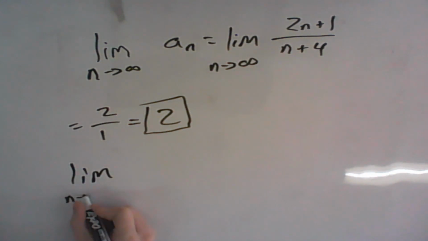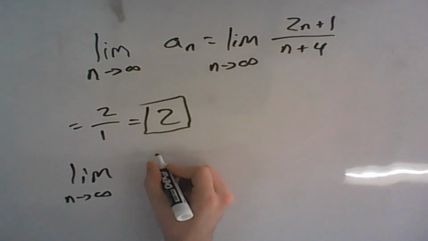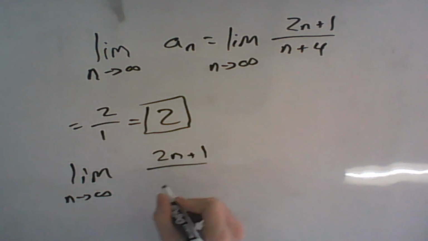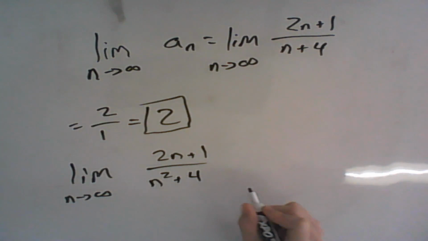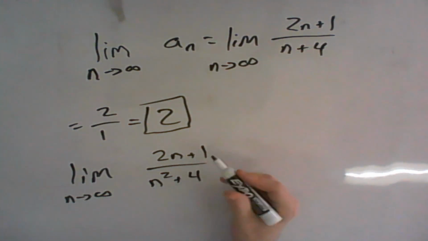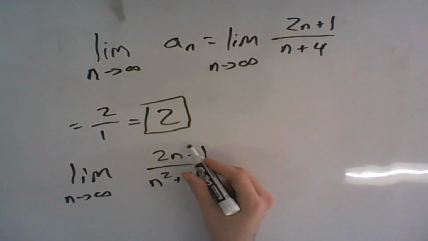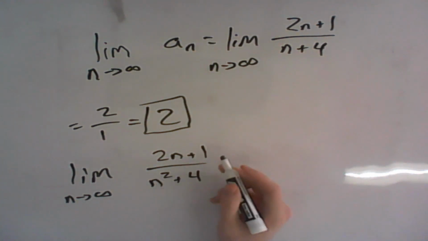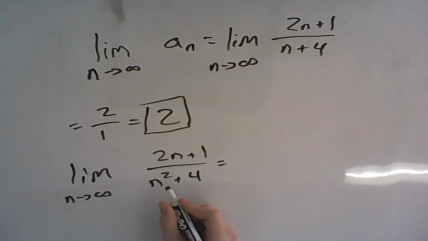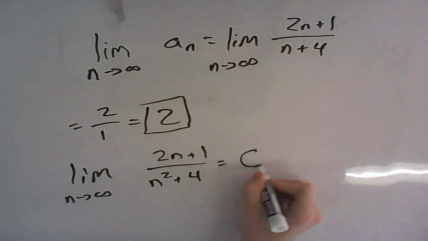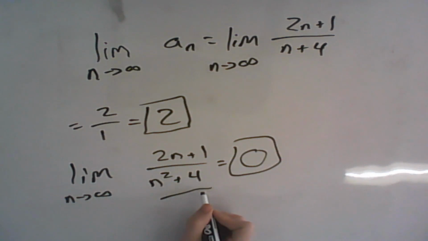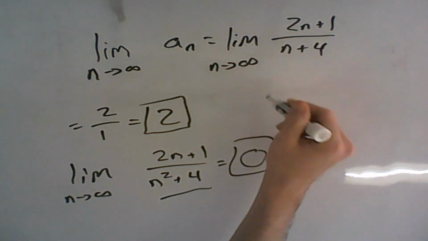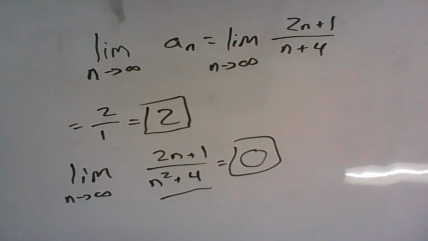Limit as n approaches infinity of 2n plus 1 over n squared plus 4. Quick question. What's the power on top and bottom? The greatest power on top is n to the 1. The greatest power of n on the bottom is n to the 2. Which means the denominator power is greater than the numerator, which means we are going to tend towards 0. So greater denominator means we tend towards 0. Equal means we look at coefficients. I think this is actually the end of our lesson.